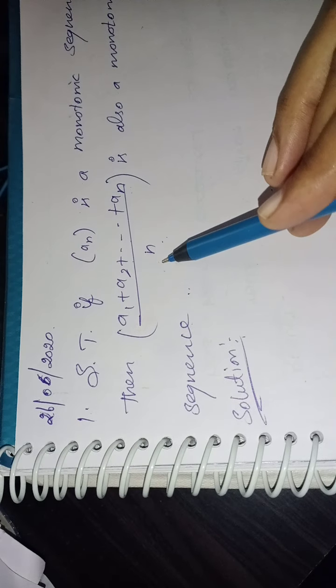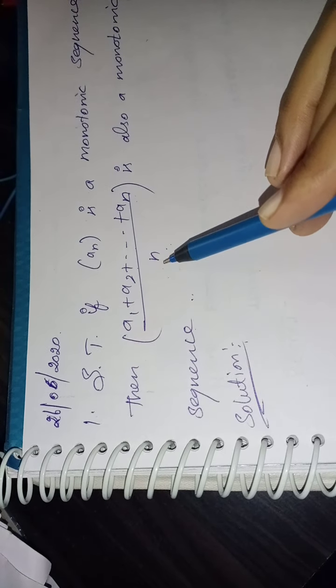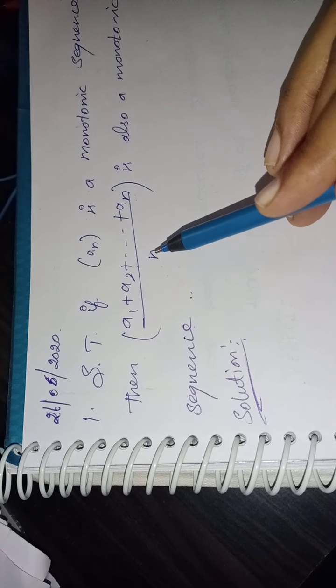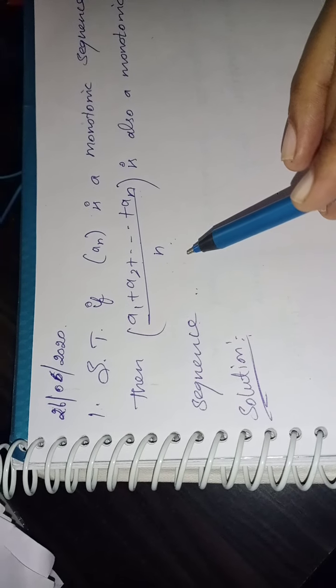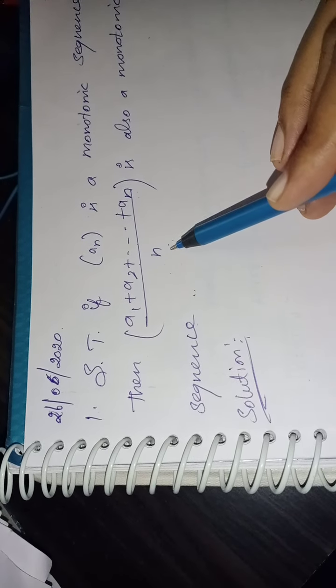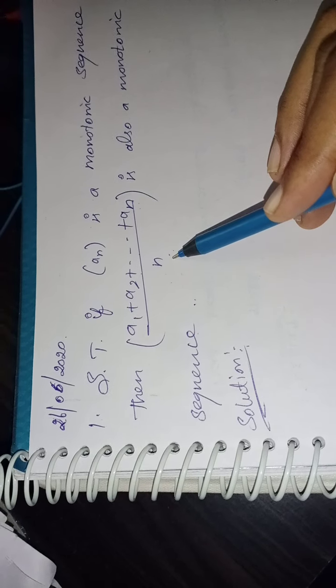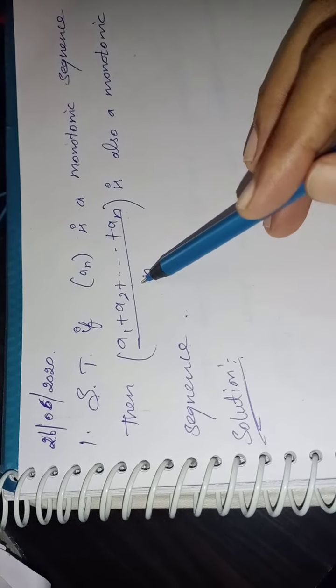Just to recall the definition of the monotonic sequence, girls: an less than or equal to an+1, or an+1 less than or equal to an. These are the two conditions for the monotonically increasing and decreasing sequences. We have to prove any one of these conditions. We have to prove this for this term also.